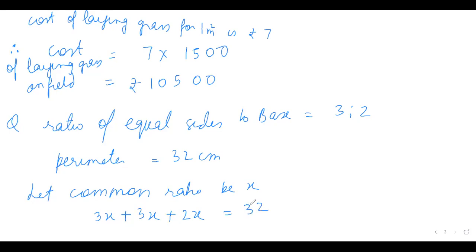So do you understand this step? Because see, equal sides to base is 3:2. So I know the equal side will be 3x because I have taken common ratio as x. So equal side I am writing it 2 times 3x, and base is 2x. So if you solve it further, 6 plus 2, 8x is equal to 32. Then x is equal to 32 upon 8. 8 fours are 32.